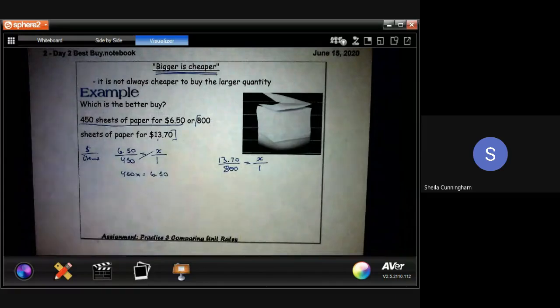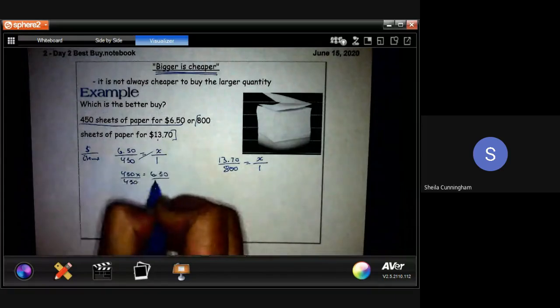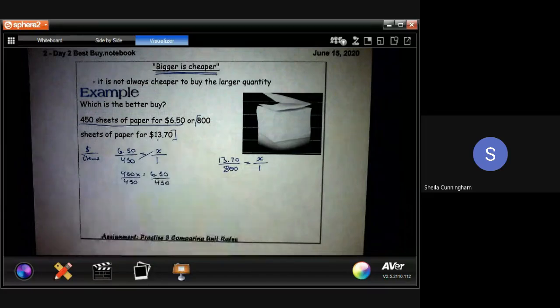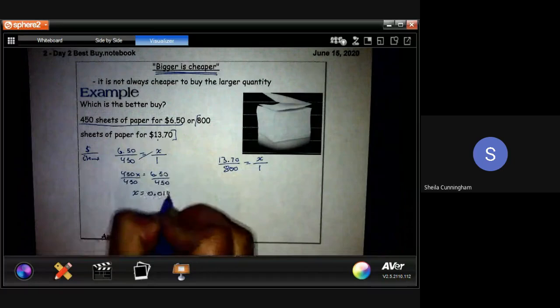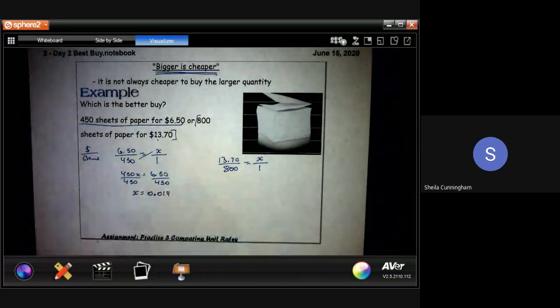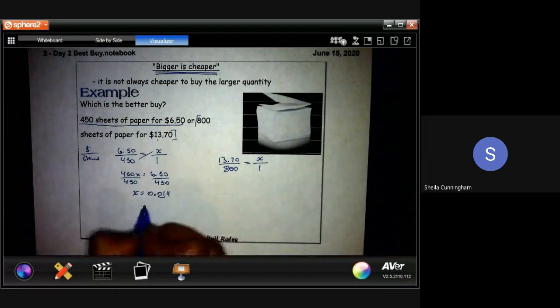In this case, I'm going to take the 650 and divide it by the 450. So 650 divided by 450. Okay, so now I'm getting x is equal to 0.014. That's to give you the 3 decimal places. Again, we want 2 decimal places. 4 is less than 5, so this stays at a unit price of 1 cent.